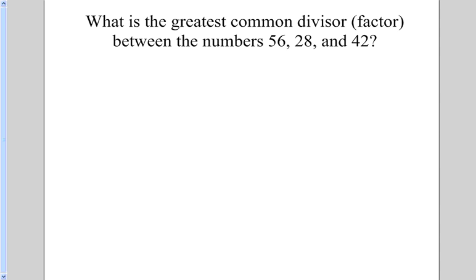This question asks us, what is the greatest common divisor, or factor, between the numbers of 56, 28, and 42? What this question is asking us is, what numbers can you multiply together to give you 56? What can you multiply together to give you 28? And what can you multiply together to give you 42? What do they have in common? And what's the biggest number that they have in common? So that's what the question is asking us to do.